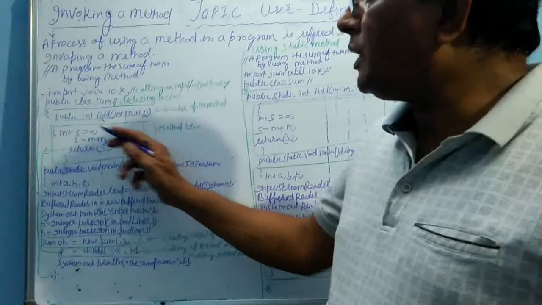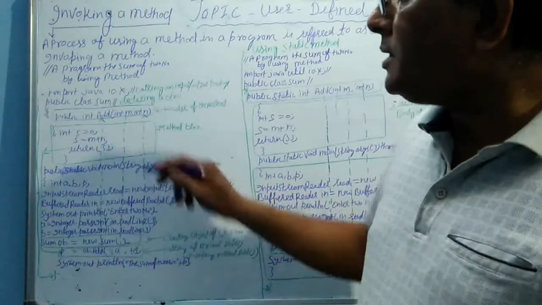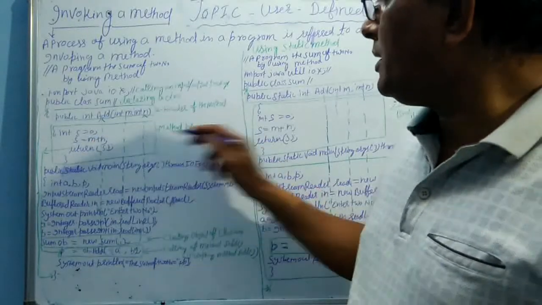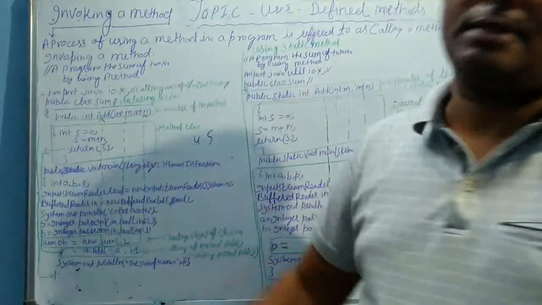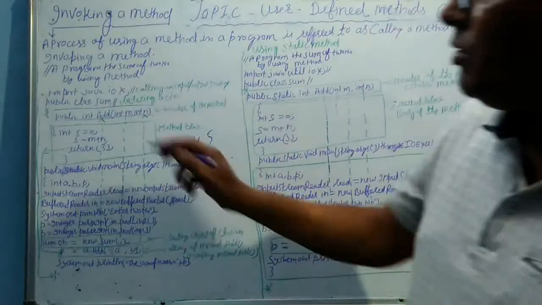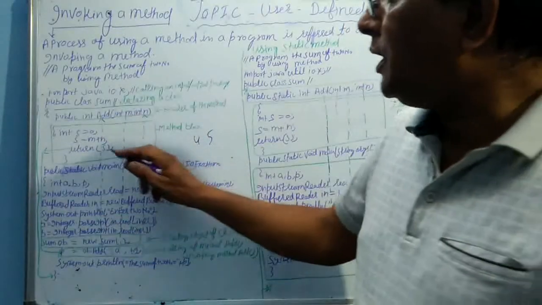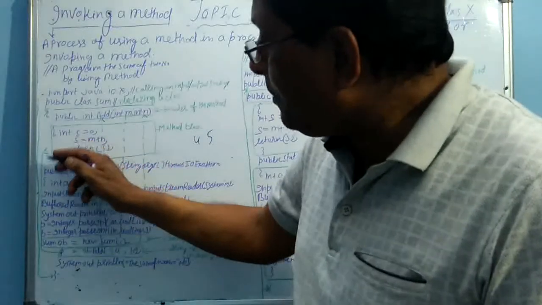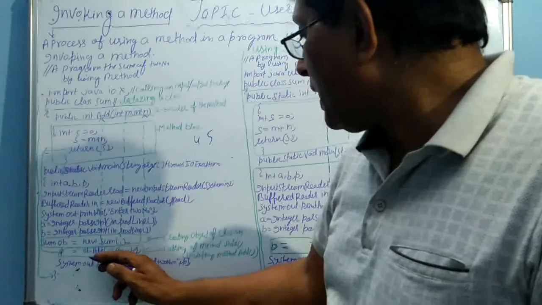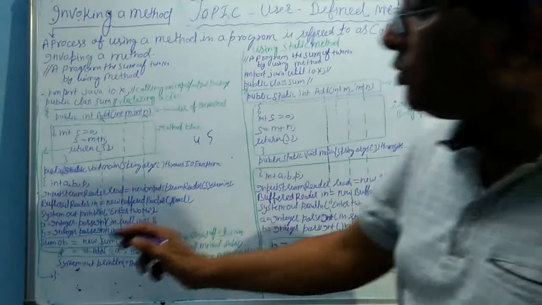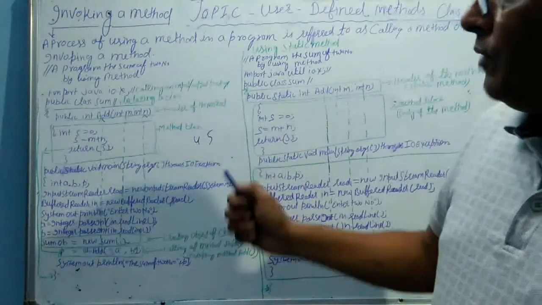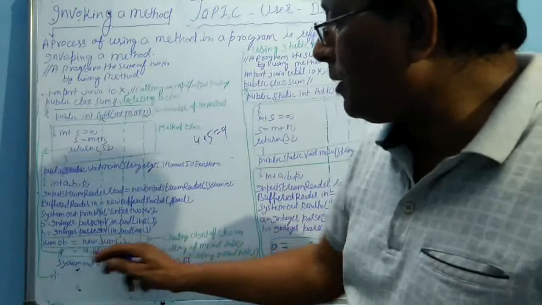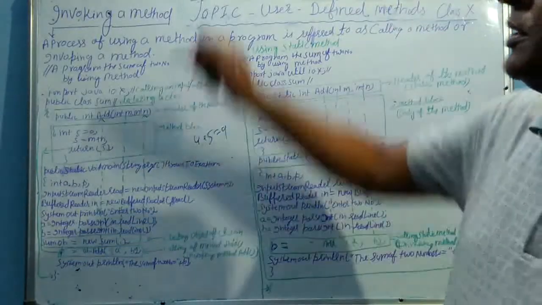What are the instructions given? sum is equal to 0, then sum is equal to m plus n. Suppose you are giving m is 4 and n is 5, then m plus n is 9. Then return s. The sum of m plus n will be stored into the variable s, and the value of s will be returned to the calling of the method add, means into the variable p. So then the value of p will be 9. That will be the output of this program.